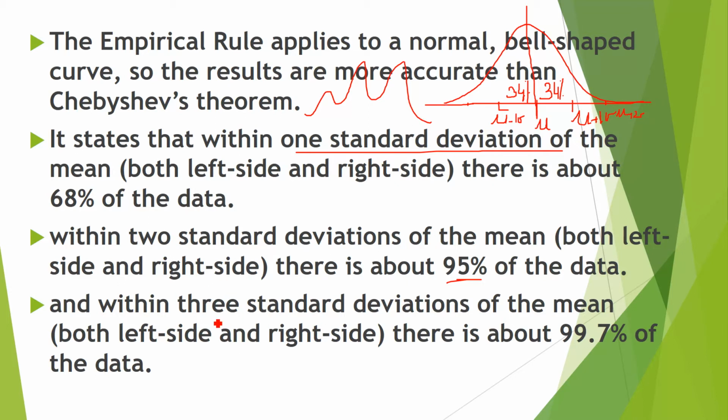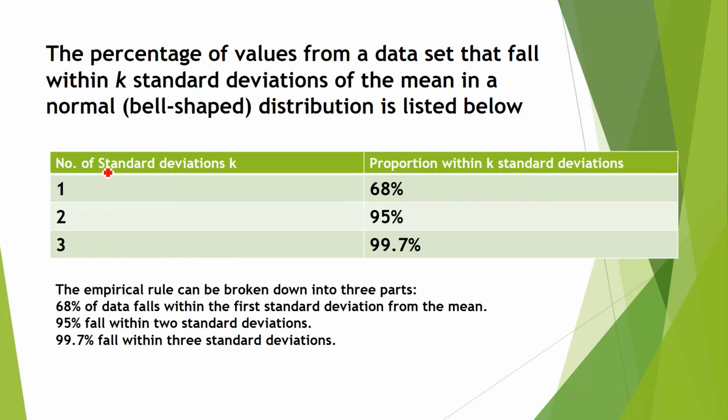And within three standard deviations, meaning mu plus 3 sigma on the right hand side and mu minus 3 sigma on the left hand side, 99.7% of the data is distributed if you have three standard deviations. I will show you here with the help of an example, but here is some more explanation.